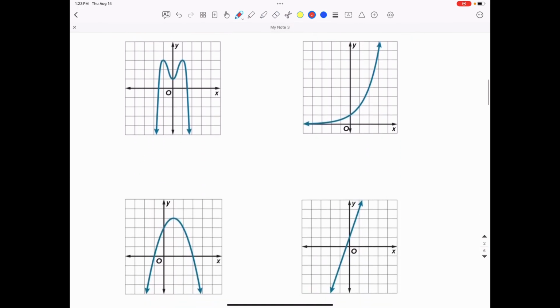Let's look at some others. We're going to find the domain, the range, and the codomain of all four of these graphs. So let's start with the domain.